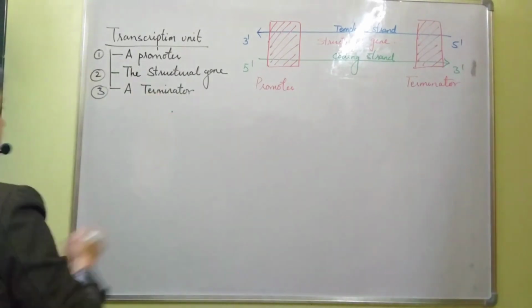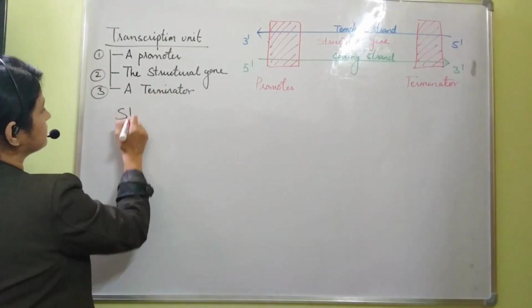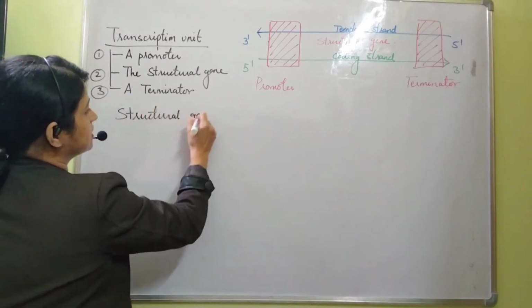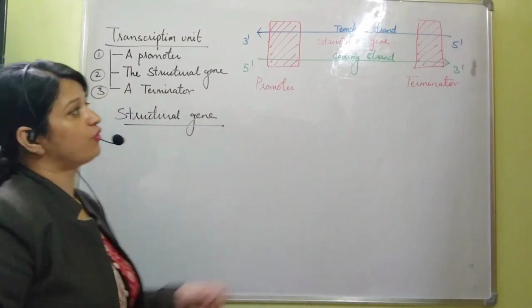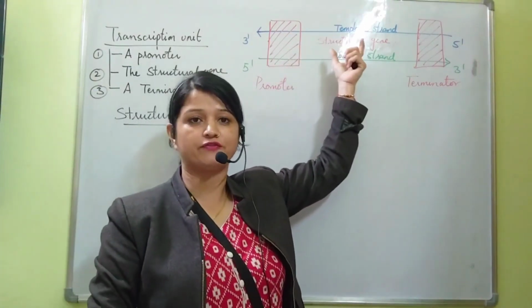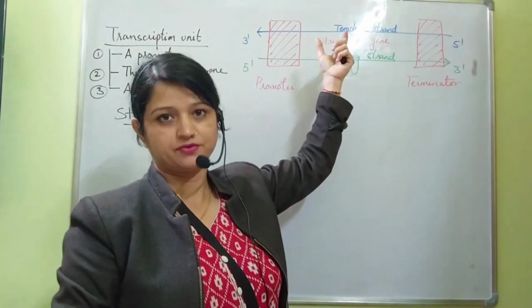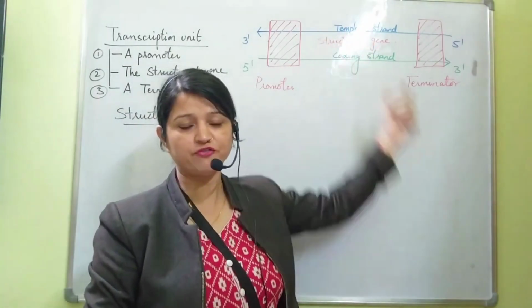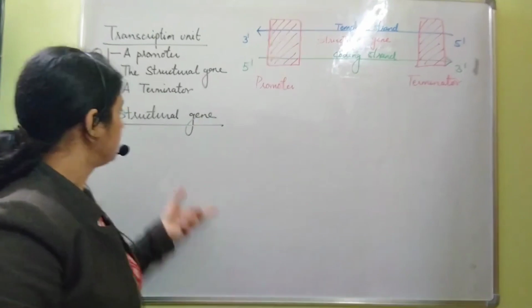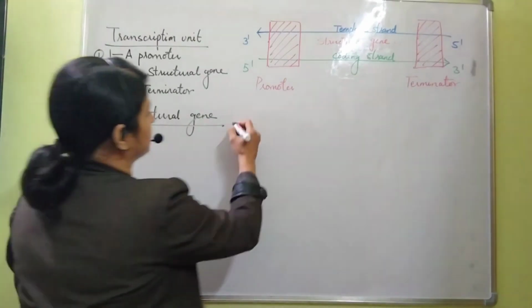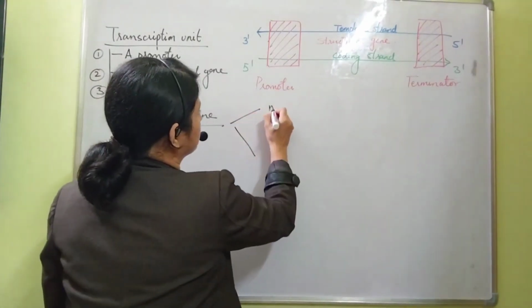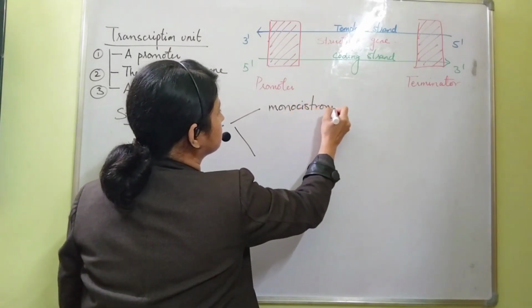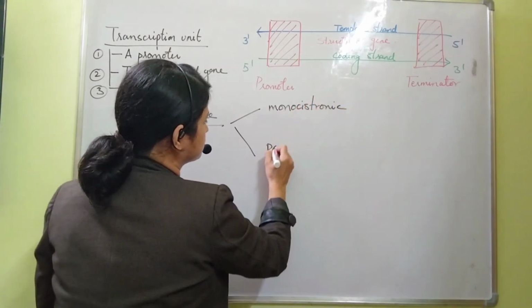Structural gene: it is the segment of DNA, or we can say the area of DNA, that is required for the transcription and which will help in the process of formation of messenger RNA. This structural gene is of 2 types, monocistronic and polycistronic.